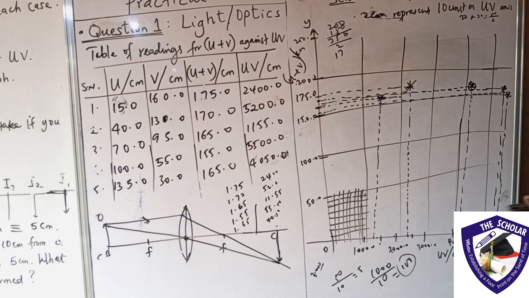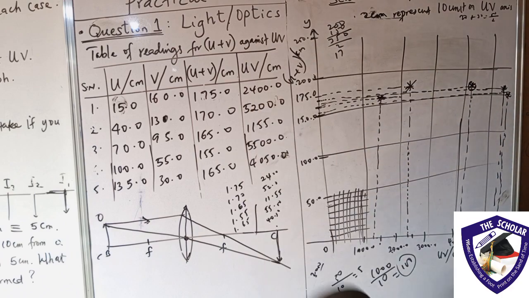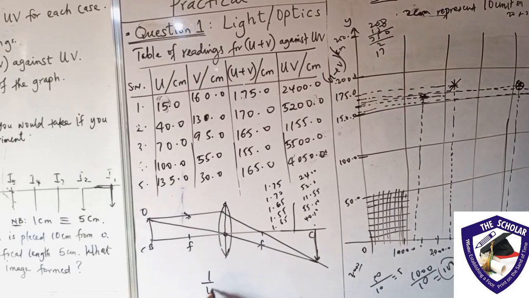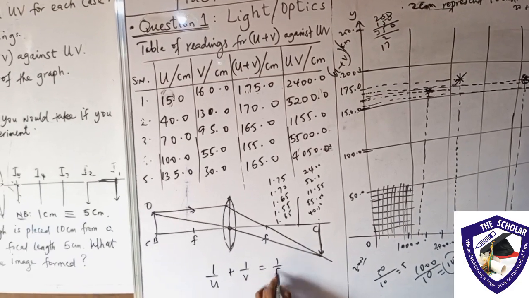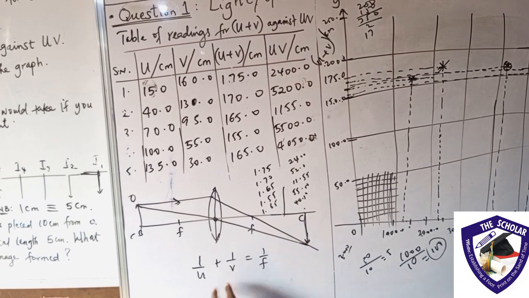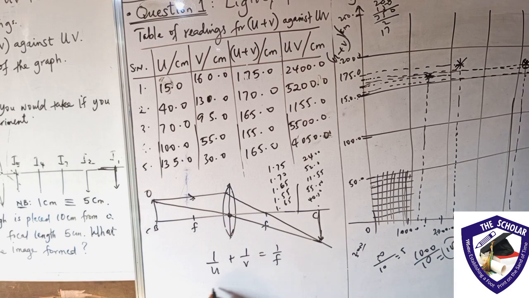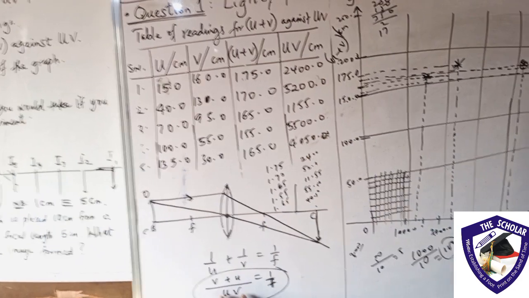If you look at, according to our law of mirror, how do you know the pattern your graph is going to take? If you look at the mirror formula, 1 over u plus 1 over v is equals to 1 over f. Then we multiply all through by, or find the LCM, which is uv. So u cancels, we have v plus u is equals to 1 over f. Which means what we are asked to plot is the inverse of the focal length: u plus v on the vertical, uv on the horizontal.